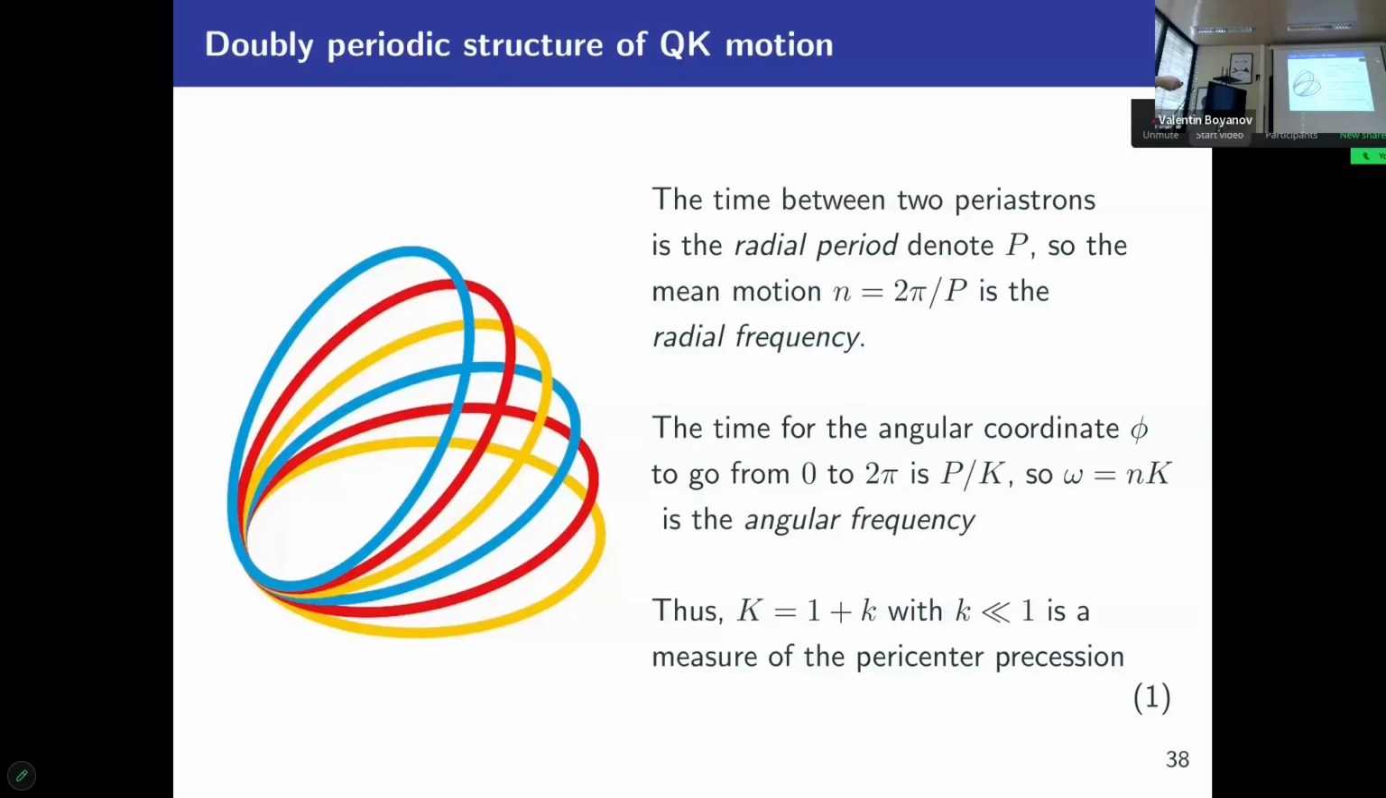And so basically, now that you have precession, the time between two periastrons is what we call the radial period P. And this is different from the time it takes for your angle to go between 0 and 2 pi. This would be omega, which is n times k. So basically we have a double periodic motion due to the precession.